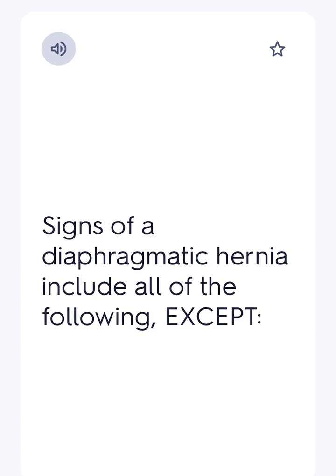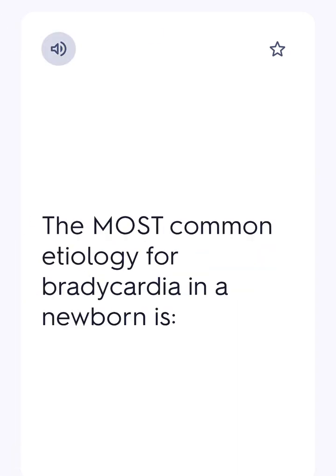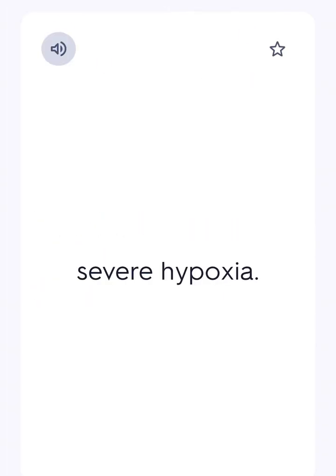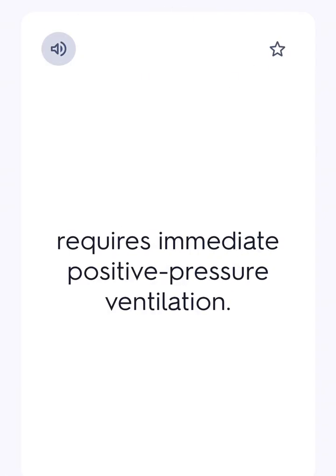Signs of a diaphragmatic hernia include all of the following, except: bilaterally absent breath sounds. The most common etiology for bradycardia in a newborn is severe hypoxia. A newborn with a pulse rate of 80 beats per minute requires immediate positive pressure ventilation.